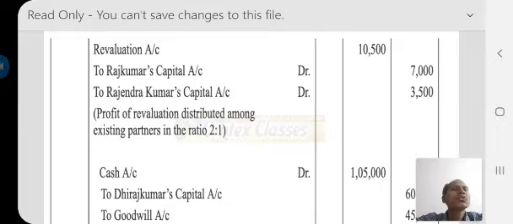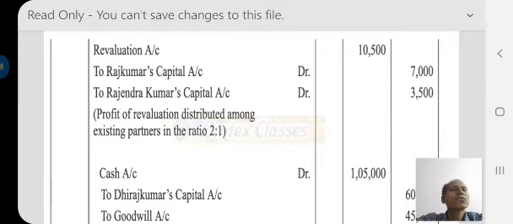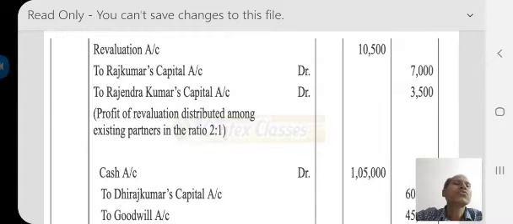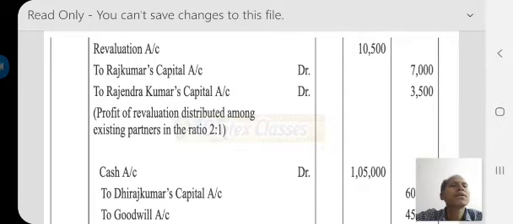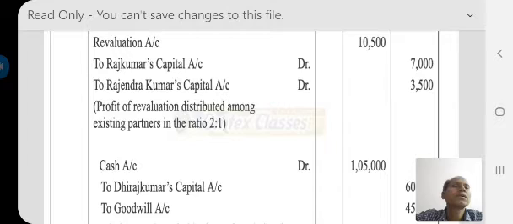The ratio is 2:1 between Rajkumar and Rajendra Kumar. So 10,500 if it is made 2:1, Rajkumar 7,000, Rajendra Kumar 3,500. So these amounts should be credited in the capital accounts of Rajkumar and Rajendra Kumar. Yes, okay, now.